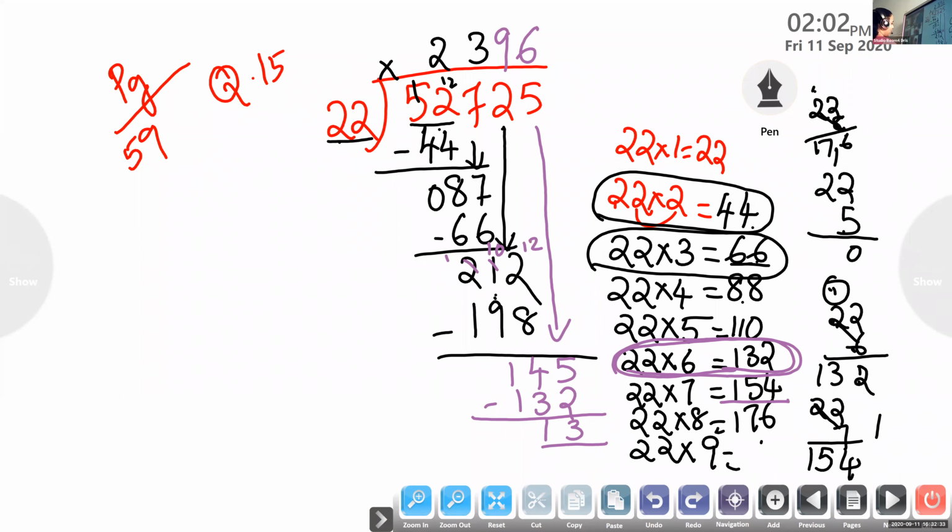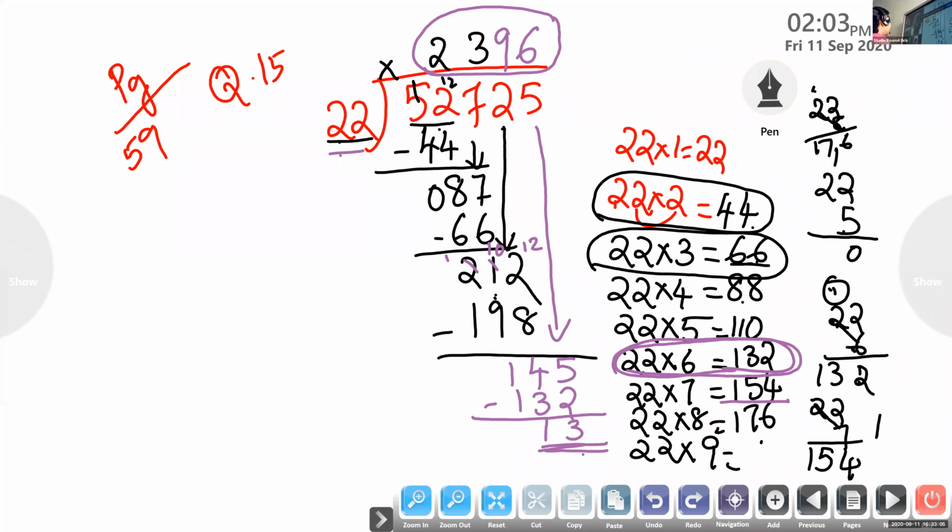Okay. Now, what is the check? You have to compare the divisor and the remainder. The remainder is 13. It is less than our divisor. So our division is over. What's the answer? The quotient is 2396. And what is the remainder? 13.